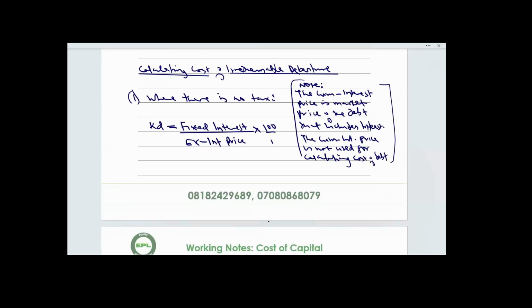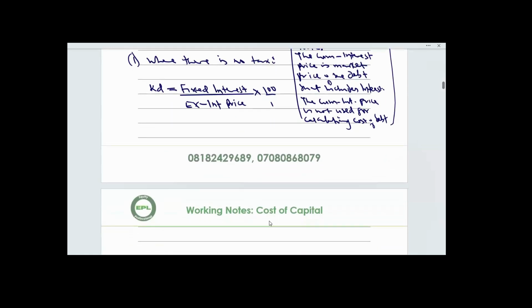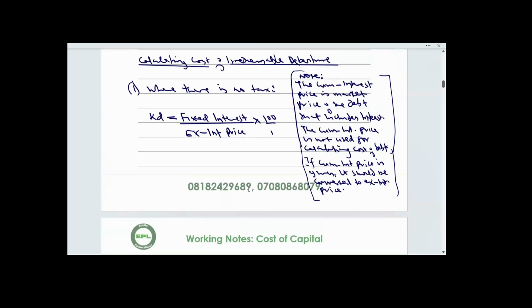Okay. So if cum int price is given, it should be converted to X int price. Okay, should be converted to X int price. So that is that. I believe that is clear. Now let's continue with our solution.